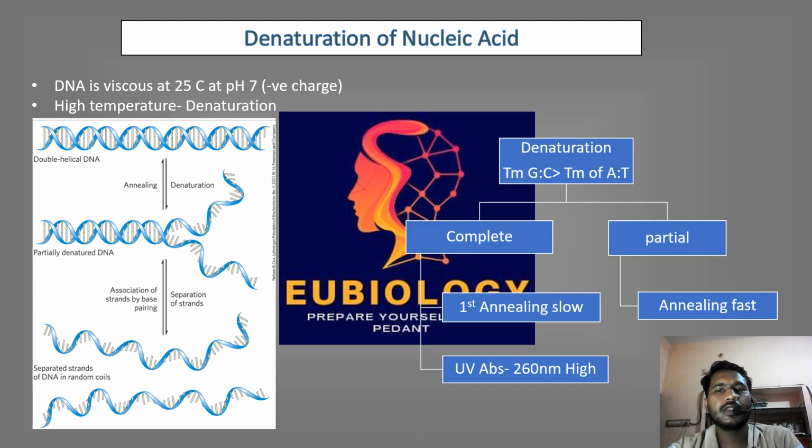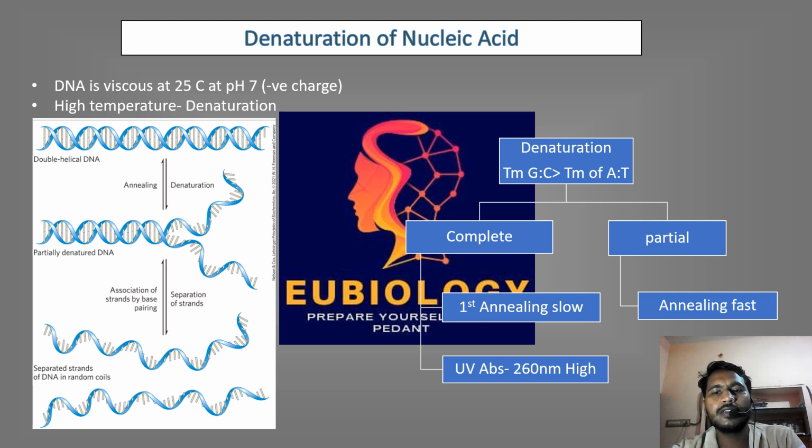Now the thing is that DNA will be denatured easily if it is AT-rich DNA. Adenine and thymine have two hydrogen bonds, so it will break easily. But guanine and cytosine have three hydrogen bonds, so it will take time to denature. It's obvious that three bonds will take more time than two bonds. So GC-rich content will take more time, and will have a higher melting temperature than AT-rich.